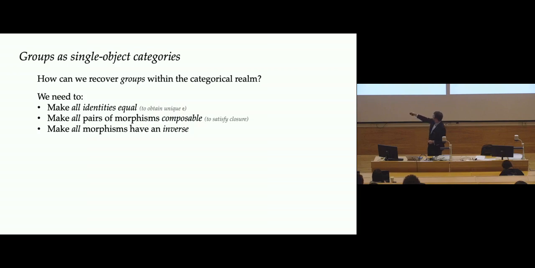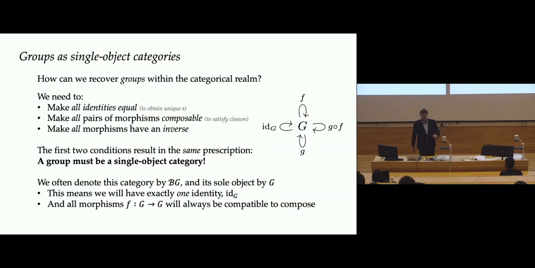And we also need to make all morphisms have an inverse. Now, maybe you can see that from these two properties alone, like making all identities equal and making all pairs of morphisms composable, you can already tell me something about the set of objects for a group category. So what can you tell me about objects in a group category? How many objects there are going to be? Yes, exactly one. Because, remember, I told you there needs to be a separate identity for every object. The only way to have all identities the same is to have exactly one object. There's no other way to do that.